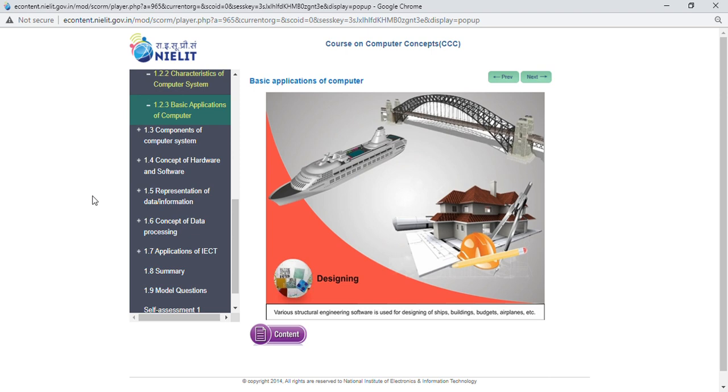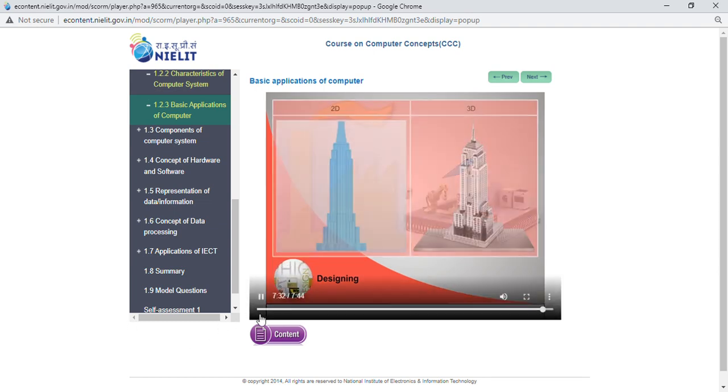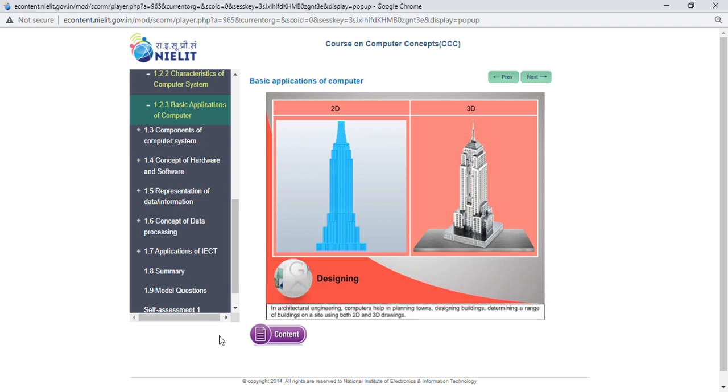Various structural engineering software is used for designing ships, buildings, bridges, airplanes, etc. In industrial engineering, computers are used to deal with the design, implementation, and improvement of integrated systems of people, materials, and equipment. In architectural engineering, computers help in planning towns, designing buildings, and determining a range of buildings on a site using both 2D and 3D drawings.